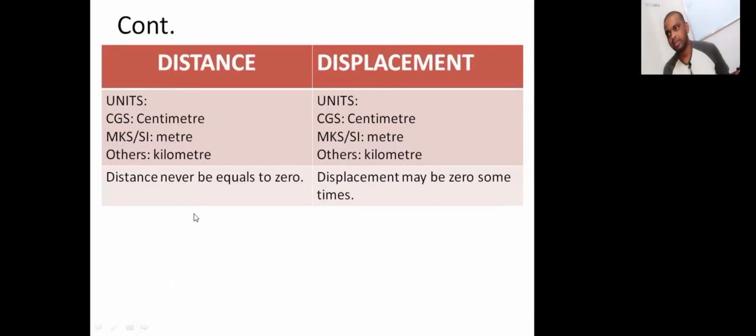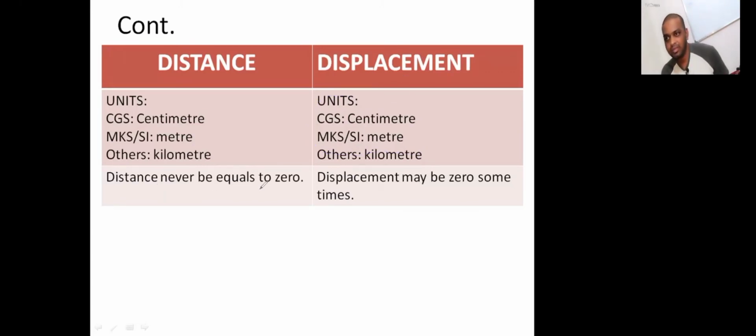And coming to the next point, units. Since distance and displacement both are lengths only, these two will have the same unit. So the CGS system of unit is centimeters, the MKS or SI system of unit is meter, and others we use are kilometers. Many are there. Even light year is also there. What is a light year? The distance traveled by light in 1 year is called a light year. Coming to displacement also, you will have the same units, CGS and MKS and others.